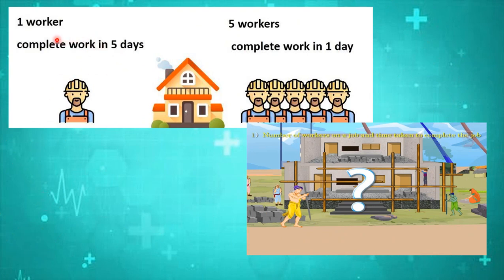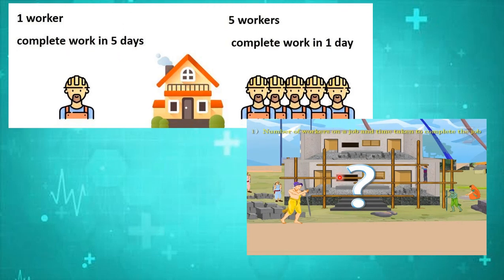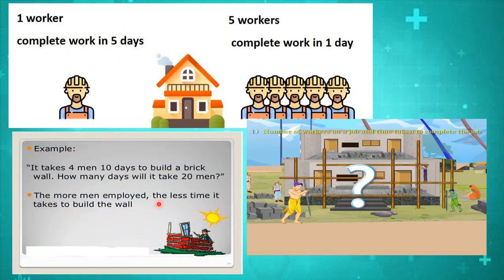In this example, it is given one worker completes work in 5 days. 5 workers complete work in 1 day. In another example, 4 men take 10 days to build a brick wall. How many days will it take 20 men? Here, the more men employed, the less time it takes to build the wall. We understand this here in these two examples.